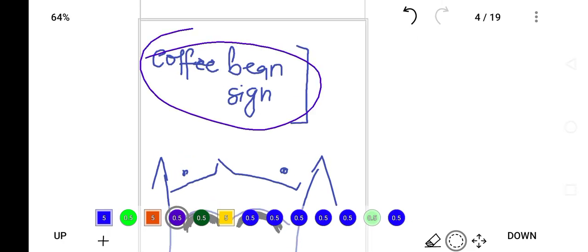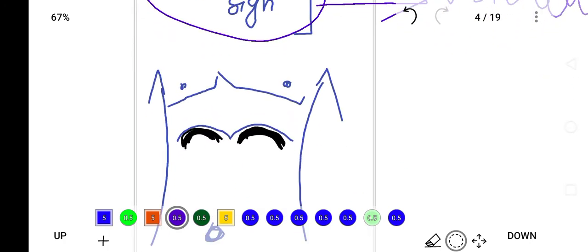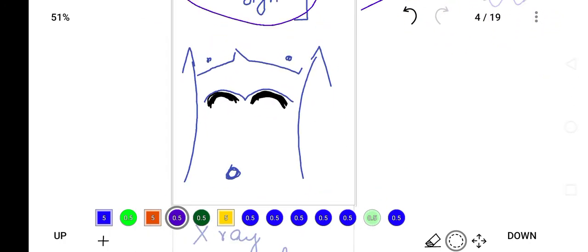So coffee bean sign is present in a patient of volvulus. Now, when we perform an x-ray, right now the x-ray is not present, so I draw this image. As you can see, this is the abdomen and this is the diaphragm. Here this black area is free air under the diaphragm.